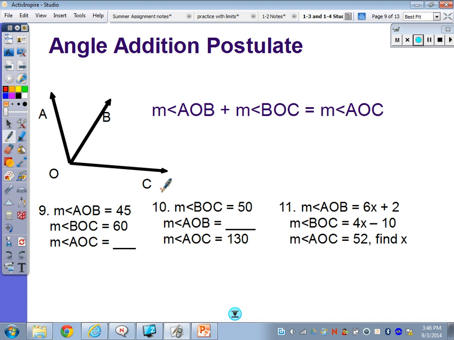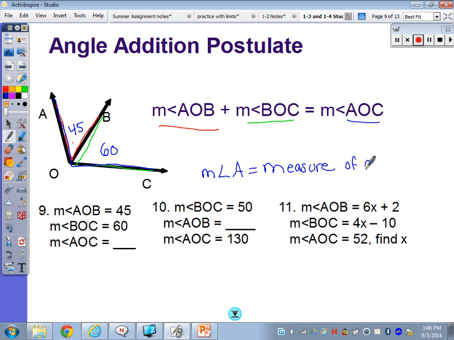And we can do the same thing as we did for the segment addition with angles. You can add the two angles, the two parts of an angle, and get the whole angle. So angle AOB is this part. Angle BOC is this part. And that makes up the whole angle, which is AOC. So on this one, AOB is 45, BOC is 60. They want the measure of angle AOC. So just as a thing, if they write this like that, this means the measure of angle A. So the little M in front means measure. So in this one, to get the measure of angle AOC, I would add the two parts because I'm adding AOB plus BOC, and that would give me 105.